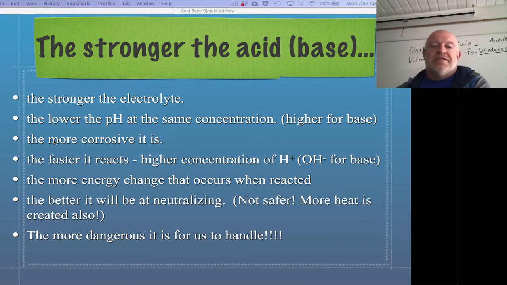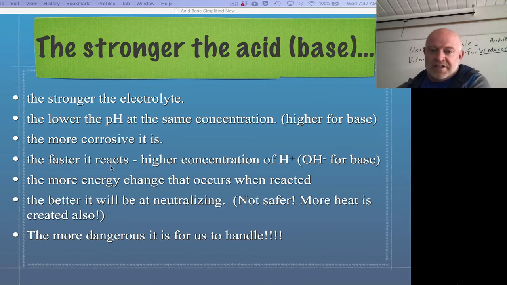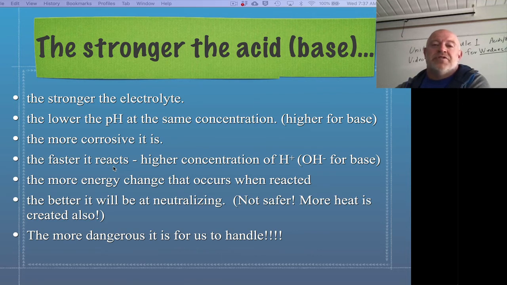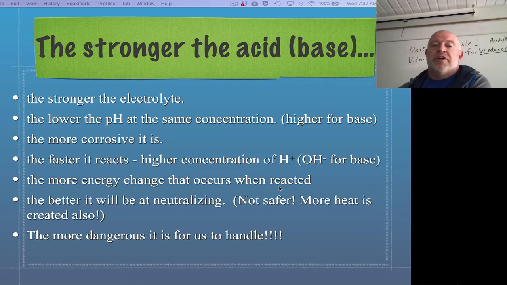The stronger the acid, the more corrosive it is, because the corrosive nature of acids comes from those hydrogen ions or those hydroxide ions. So again, the stronger it is, the more ions in solution, the more corrosive it becomes. The stronger it is, the faster it reacts. This goes back to our conversation on how concentration relates to the speed of a reaction. More hydrogen ions, more concentration means faster reaction times. So you have a higher concentration, so it's going to react faster, and the more energy change we're going to see when it reacts. Again, more ions are present, it's reacting faster, we're going to see a greater energy change.